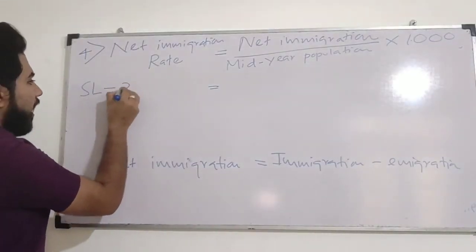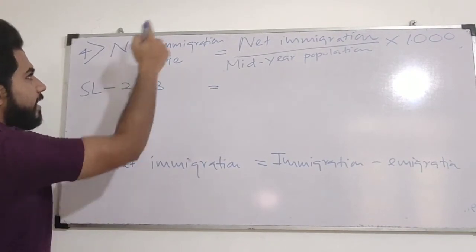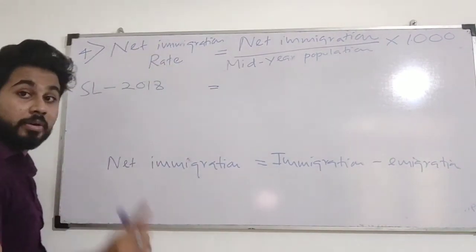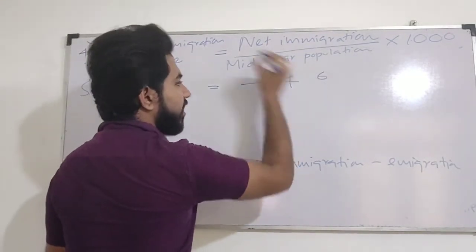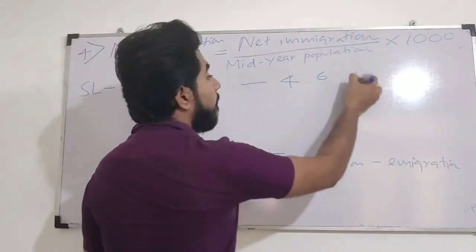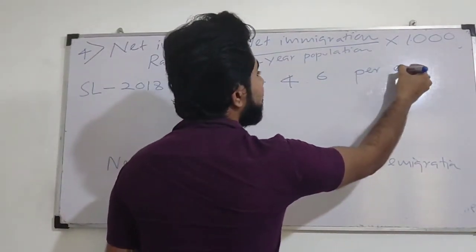In Sri Lanka, in the year 2018, the net immigration rate was minus 4.6 per each thousand persons.